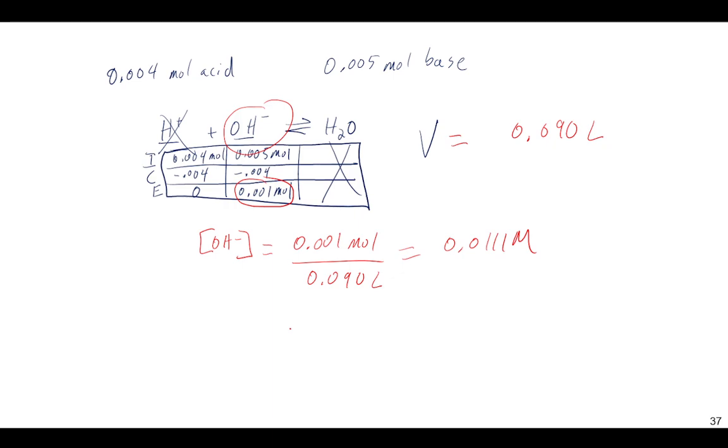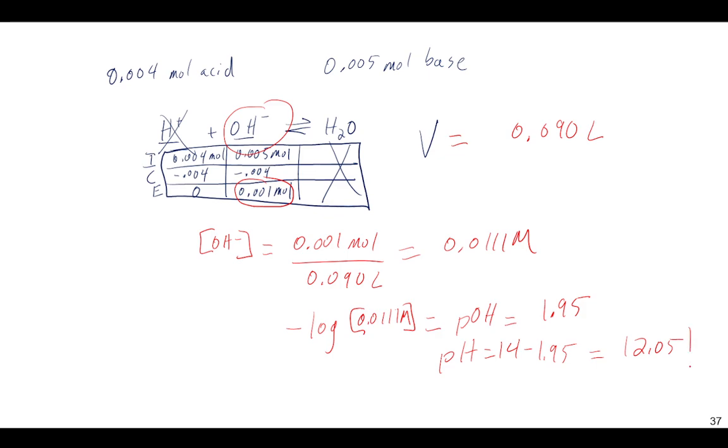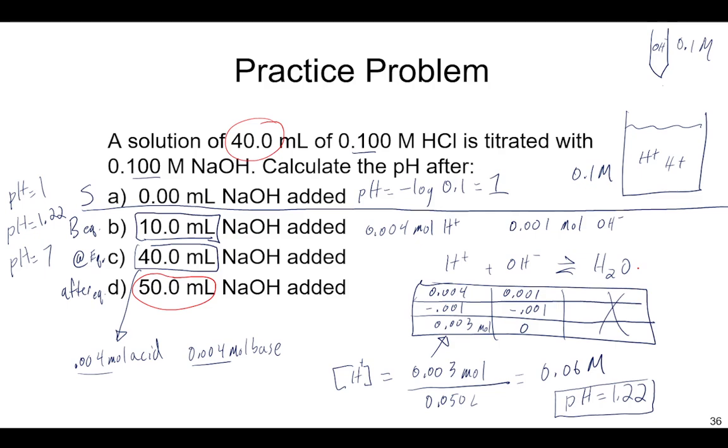Finally, I can get the negative log of this OH concentration, which will be telling me the pOH here. And negative log of 0.0111 molar is going to give me 1.95. Therefore, the pH is 14 minus 1.95, or 12.05. A high pH, a basic solution, which makes sense because we are after the equivalence point.